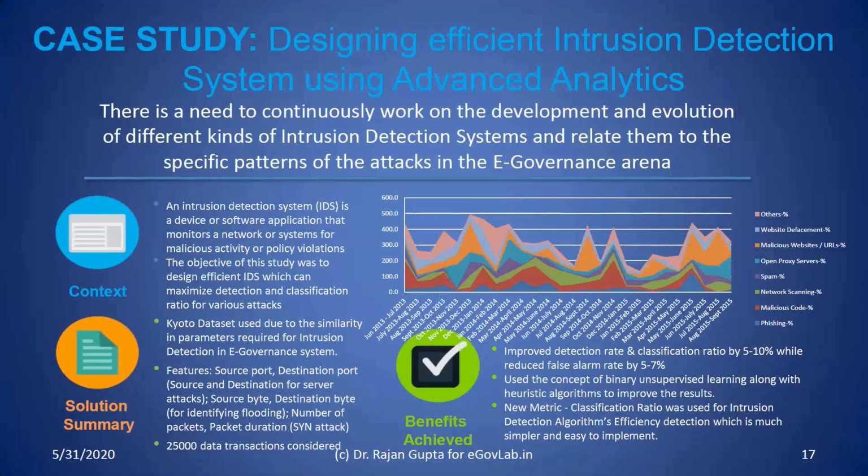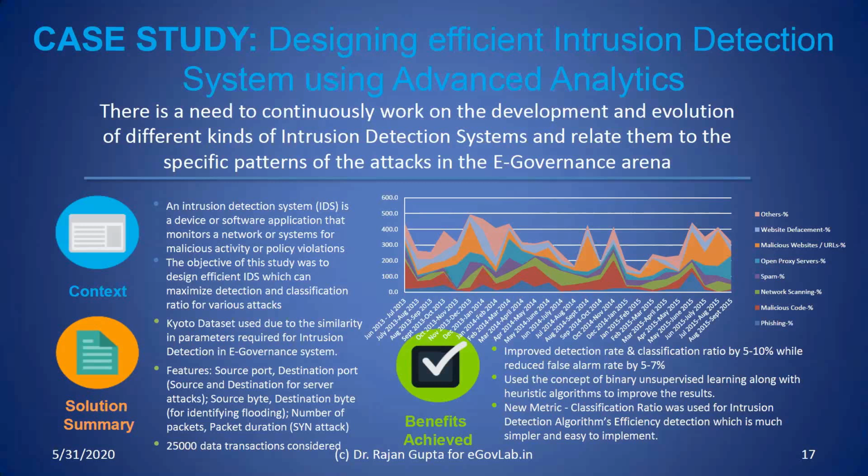Now we implemented on a real-time data set, but for research purposes, we used the Kyoto data set, which had features like source port and destination port to avoid server attacks. We have source bytes and destination bytes for identifying flooding attacks, and the data packets that are being sent for SYN attacks. So all these things are a bit technical. You can read about them in certain papers that are available.